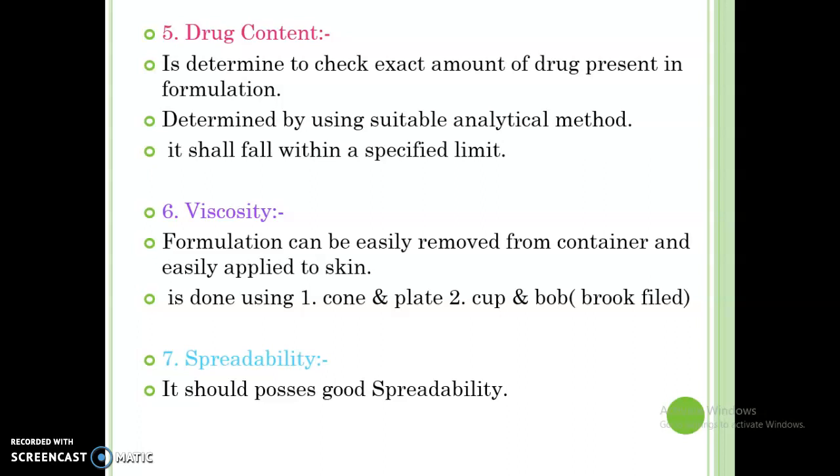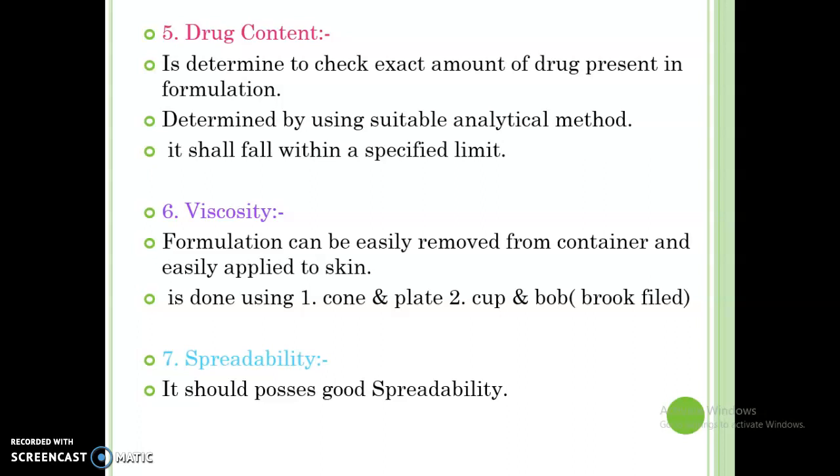And viscosity can be measured by using multiple viscometers like cone and plate, cup and bob, or a Brookfield viscometer. We will discuss the role of those viscometers later on. Then the next one is spreadability.